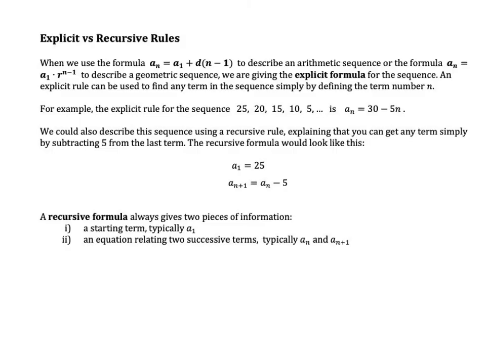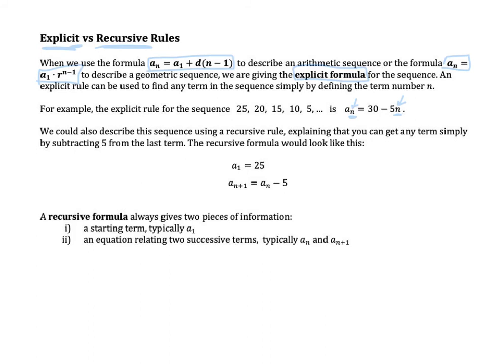All right, finally, we have the difference between an explicit rule and a recursive rule. What we've been studying so far, the arithmetic sequence formula and the geometric sequence formula, those have been explicit. When you plug in the number 1, you get the first term. When you plug in the number 2, you get the second term. When you plug in the number 77, you get the 77th term. That is an explicit formula.